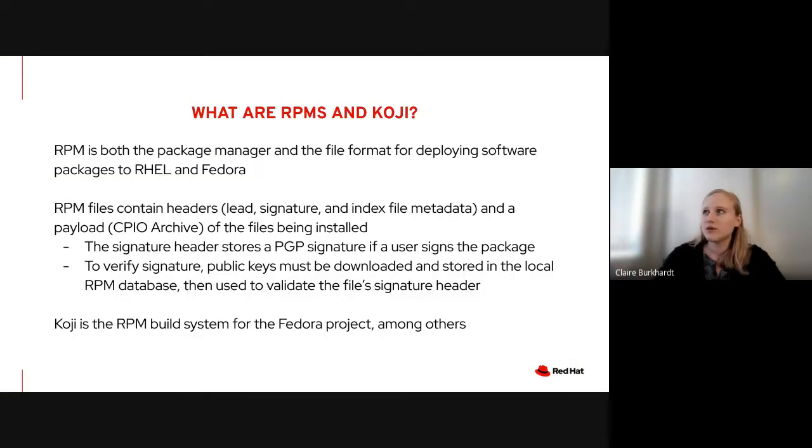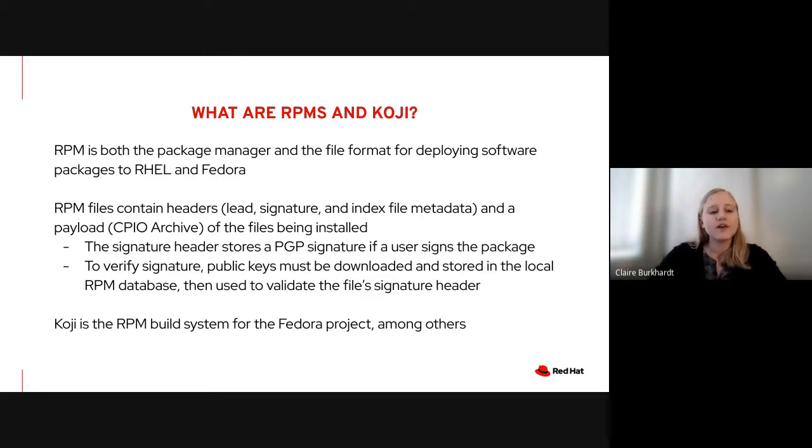To start off, what are RPMs and what is Koji? RPMs are both a package manager and a file format, and they're used to deploy software packages to RHEL and Fedora. So you can have a .rpm file, or you can do rpm install in your terminal, or whatever command you want to use there.